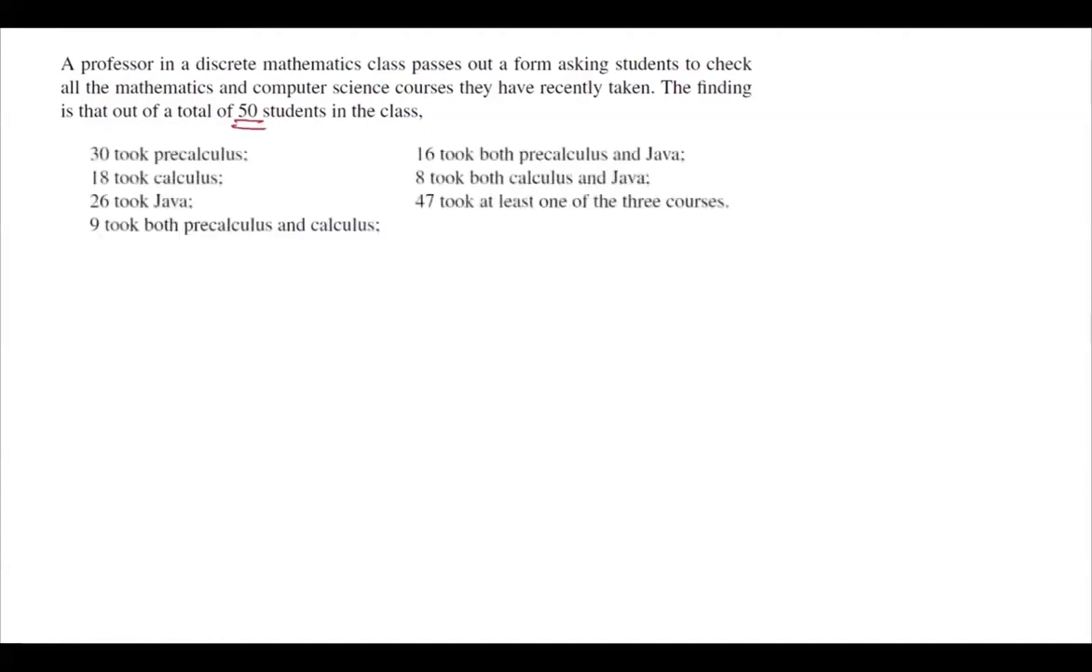A professor in a discrete math class passes out a form asking students to check all the math and computer science courses they have recently taken. The finding is that out of a total of 50 students in the class, we have the following observations. 30 took pre-calculus, 18 took calculus, 26 took Java, 9 took both pre-calculus and calculus, 16 took both pre-calculus and Java, 8 took both calculus and Java, and 47 took at least one of the 3 courses.